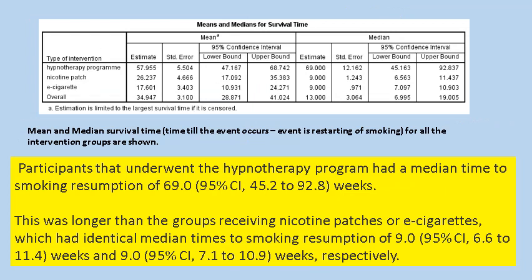Now we can go through mean and median survival times for each program. Mean and median survival time is the time till the event occurs. The event is restarting of smoking. For all the intervention groups they are as follows. Participants who underwent the hypnotherapy program had a median time to smoking resumption of 69 weeks, because the total study period is 104 weeks.